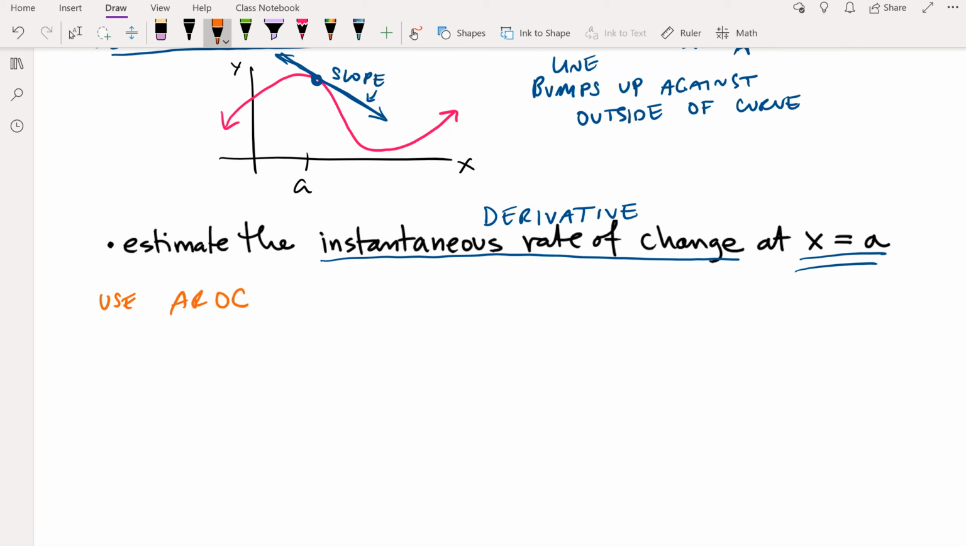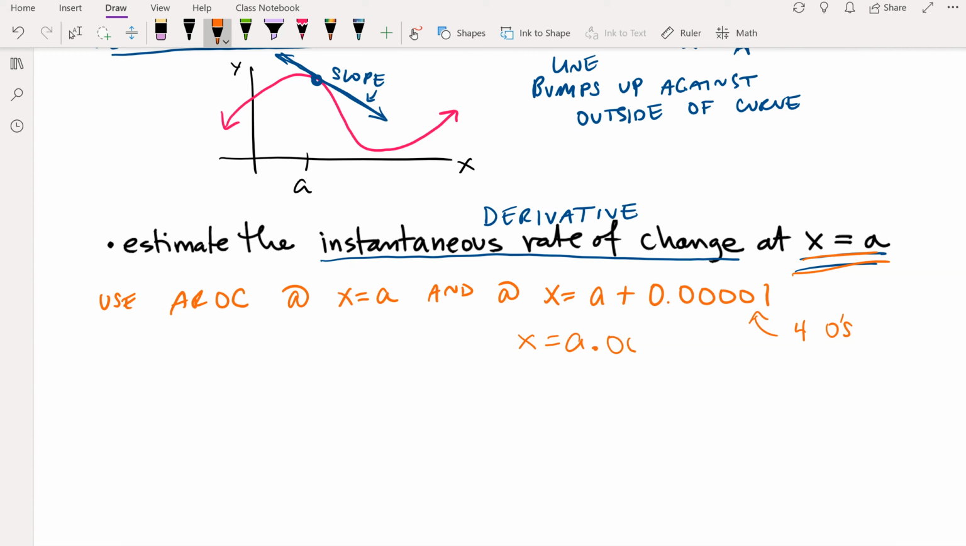You're going to use the average rate of change at two x values: at x equals a, so whatever x value it was asking you to estimate the derivative at, and at x equals a plus 0.00001. We're always going to do 4 zeros. You're just going to add 0.00001. Okay, so I'm going to do an example of that now.